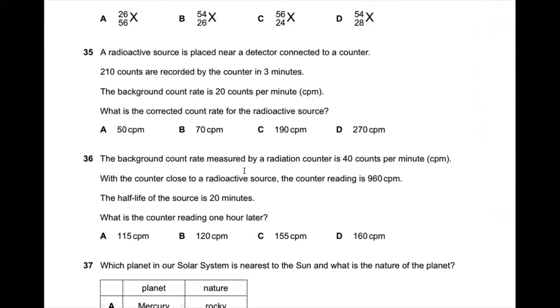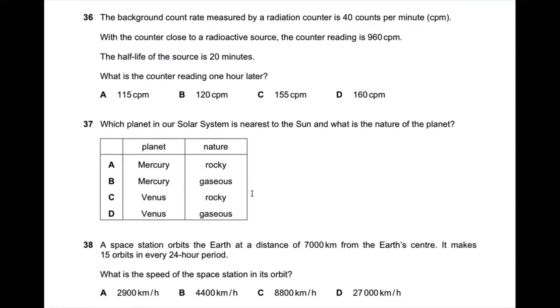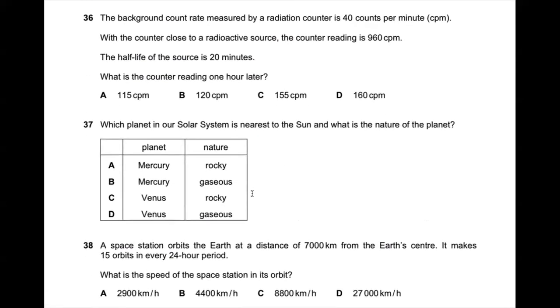Have a look at another one. So a radioactive source is placed near a detector connected to a counter. 210 counts are recorded by the counter in 3 minutes. This basically means 70 counts per minute. And the background count rate is 20. So what is the corrected count rate? So 70 minus 20, it's going to be 50. Right? Also not really difficult, because you've done more difficult questions than these regarding half-lives.